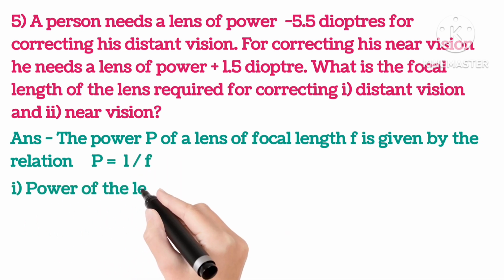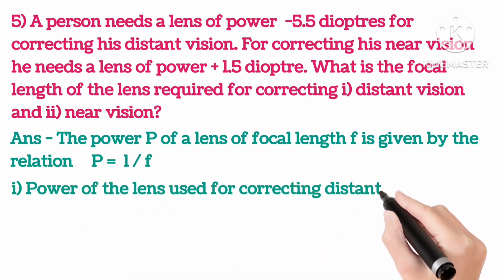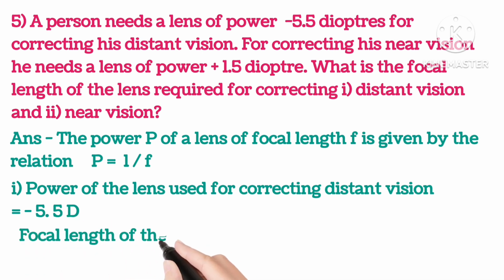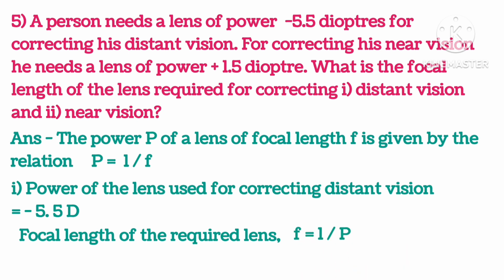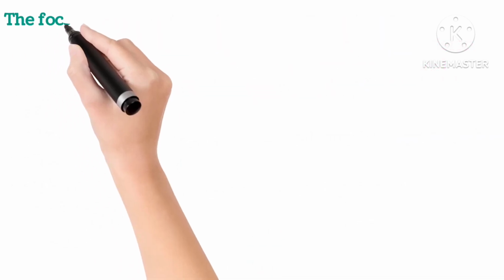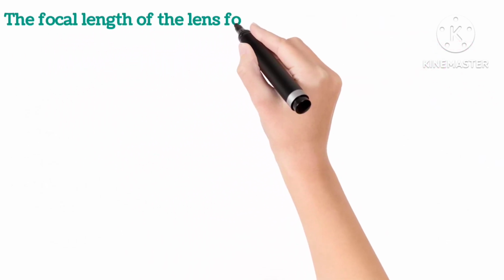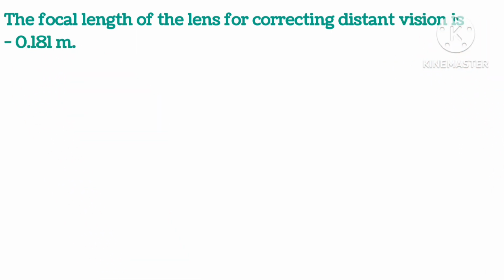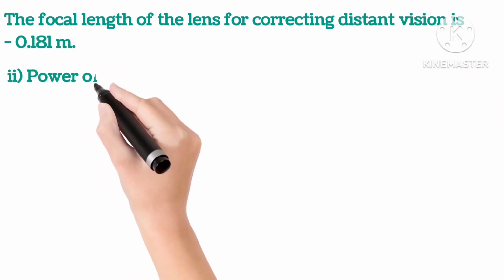by f. So the power of the lens used for correcting the distant vision is minus 5.5 D. So the focal length of the required lens will be f is equal to 1 upon P. Putting the values of P here, we get focal length minus 0.181 meters. So the focal length of the lens for correcting distant vision is minus 0.181 meters.